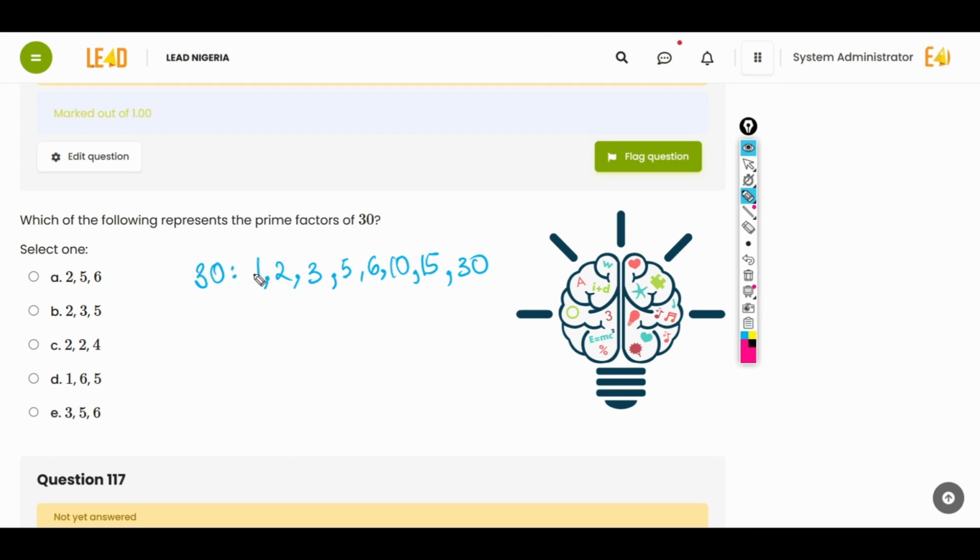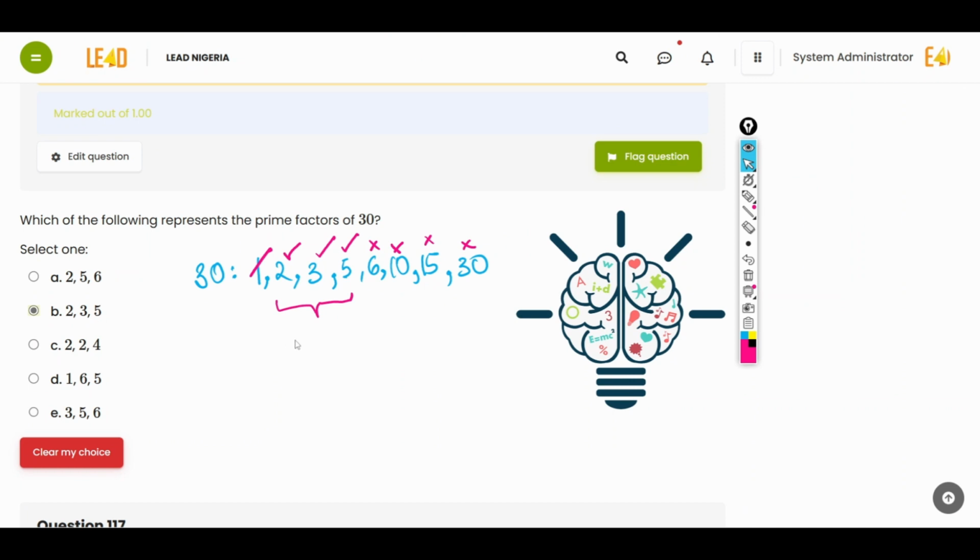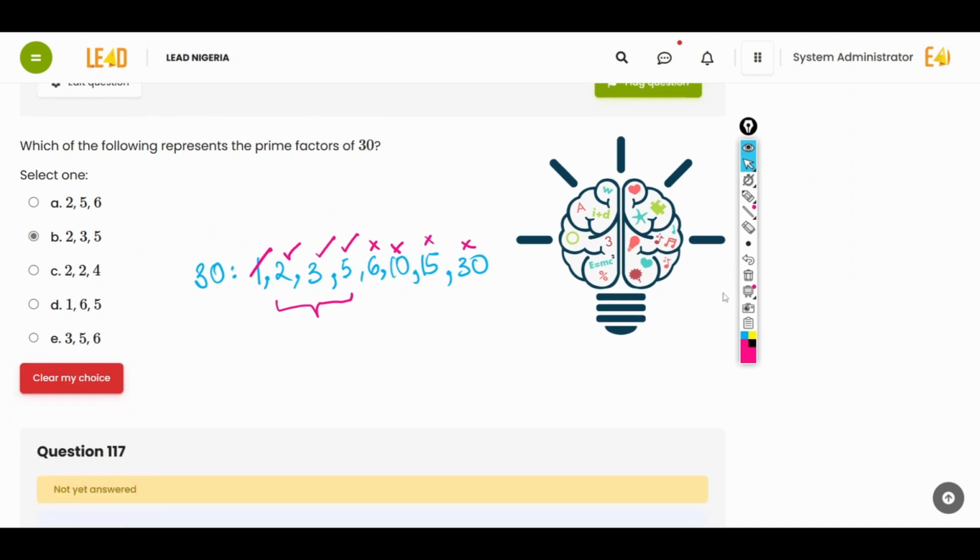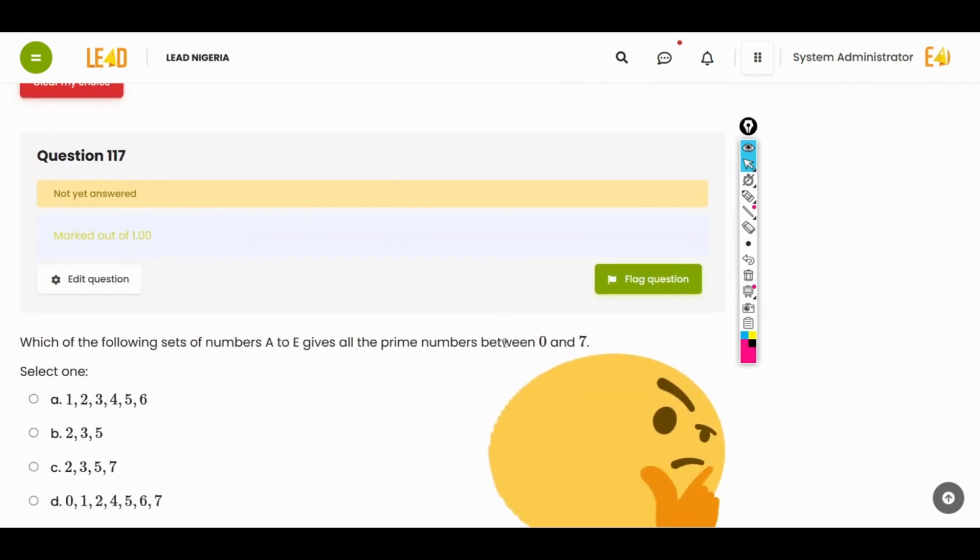1 is not a prime number. 2 is prime, 3 is prime, 5 is prime. So these are all prime numbers because they can only be divided by 1 and themselves. 6 is not prime. 6 can be divided by 2 and 3. 10 is not prime. 2 and 5 can divide 10. 15 is not prime, and of course 30 is not prime. So the correct answer is option B, 2, 3, and 5.